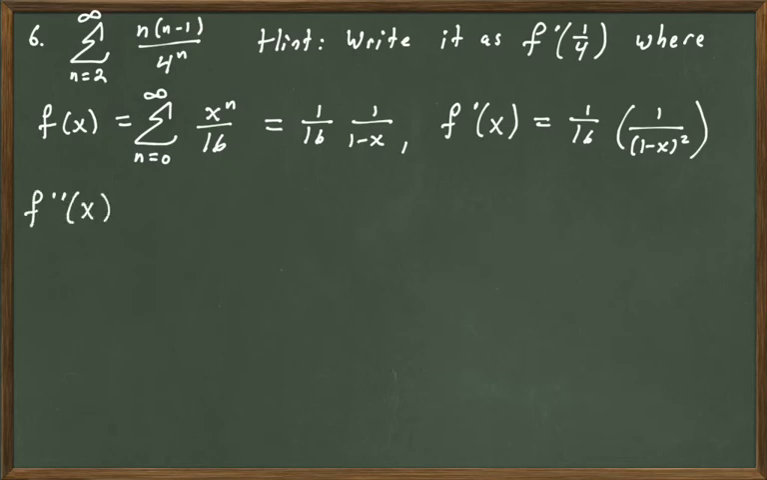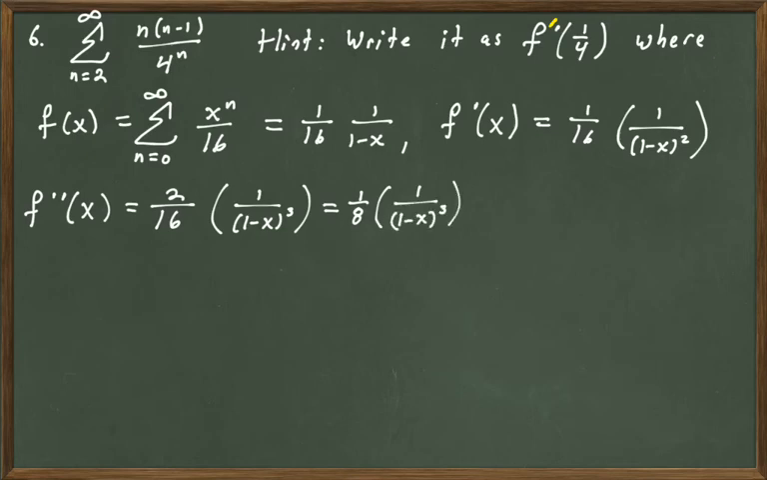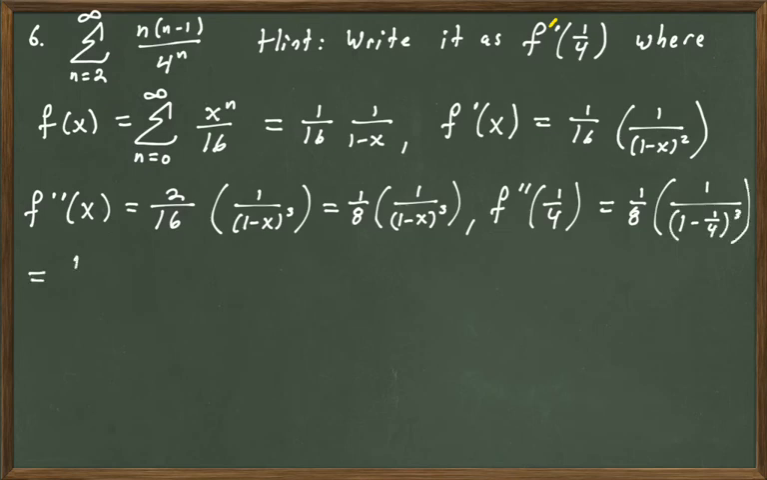Okay. Now, I think our hint was supposed to be f double prime, so we may need to fix that there. F double prime, we take the second derivative, it's going to be 2 over 16, 1 over 1 minus x to the third power, okay, which reduces to 1 over 8, 1 over 1 minus x cubed. And we're going to find f double prime of 1/4, which is going to be 1 over 8 times 1 minus 1 over 4 to the third power.